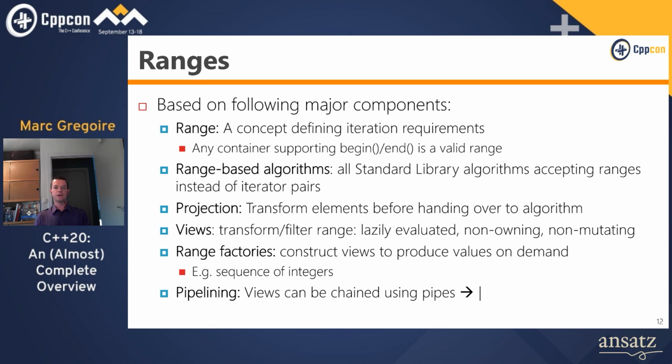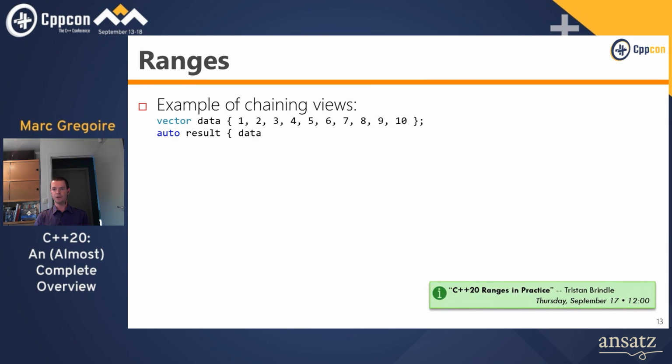Range factories can be constructed to produce values on demand. For example, a range factory exists that generates an infinite sequence of integers. We will see an example of that as well. And finally, pipelining allows you to pipeline several transformations or several filter operations in a nice so-called pipeline. Let's see how this pipelining works.